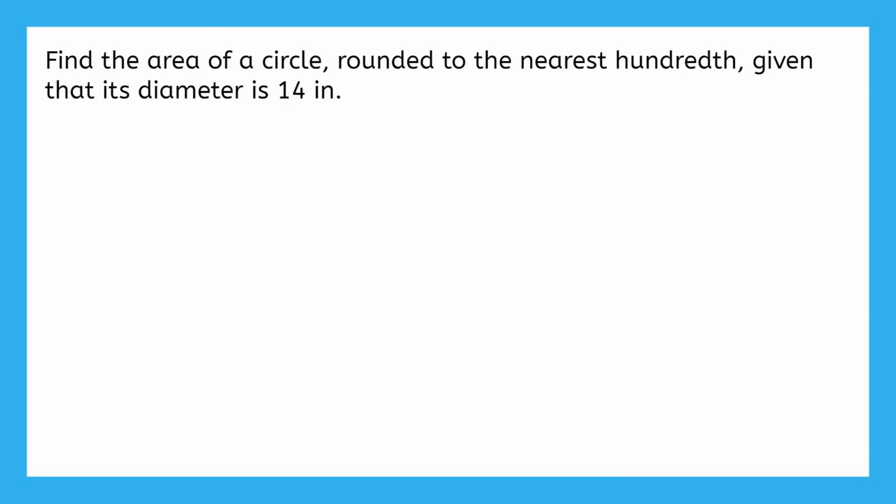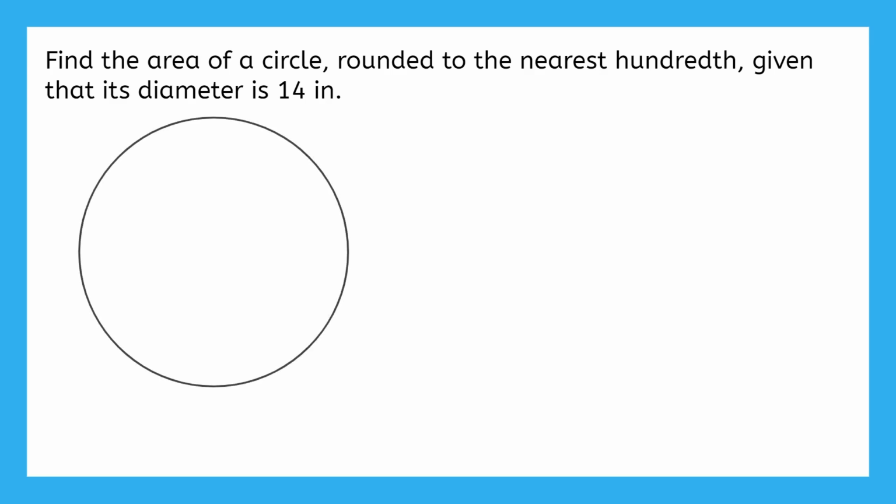Here's an example problem. Find the area of a circle rounded to the nearest hundredth, given that its diameter is 14 inches. Just in case, it might be helpful to make a visual for this. Here's a circle. Now let's pop in a diameter through the center, and I'll also add in the length. Our area formula is pi r squared. Now, I need a radius to be able to find the area of this circle. Do you have any ideas about how to find the radius?